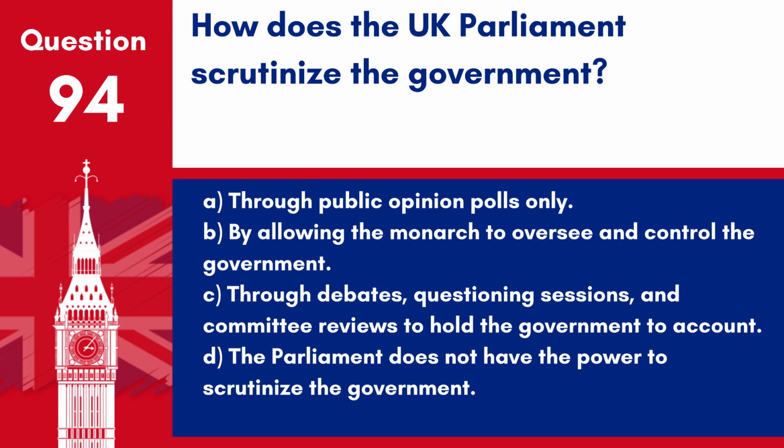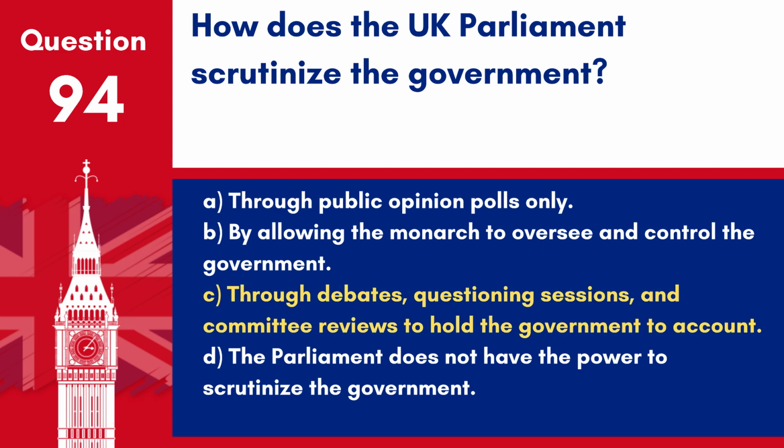Question 94. How does the UK Parliament scrutinise the government? A. Through public opinion polls only. B. By allowing the monarch to oversee and control the government. C. Through debates, questioning sessions, and committee reviews to hold the government to account. D. The Parliament does not have the power to scrutinise the government.